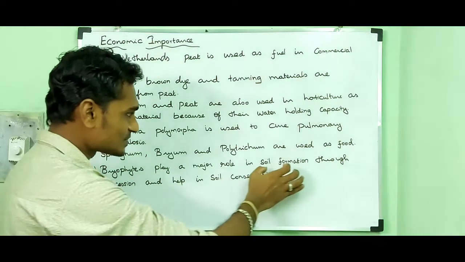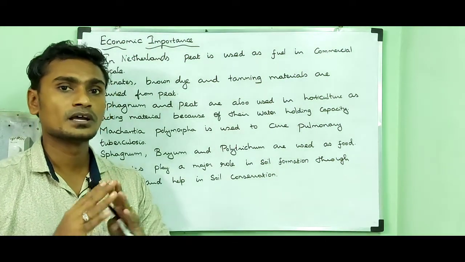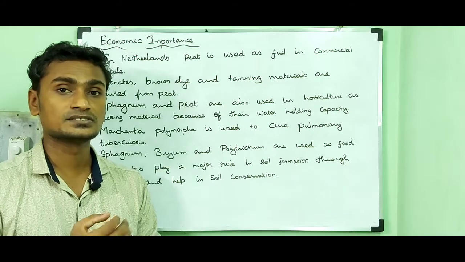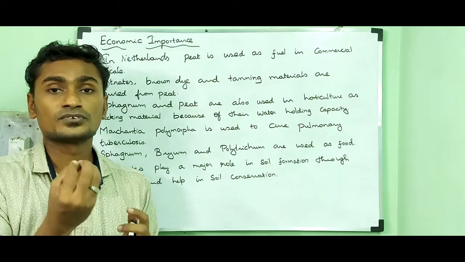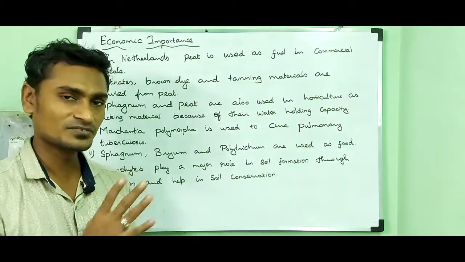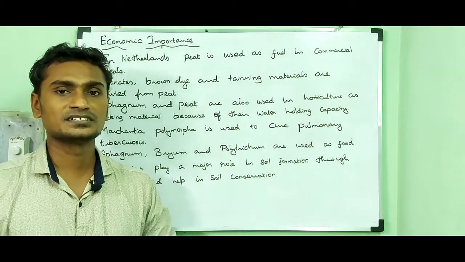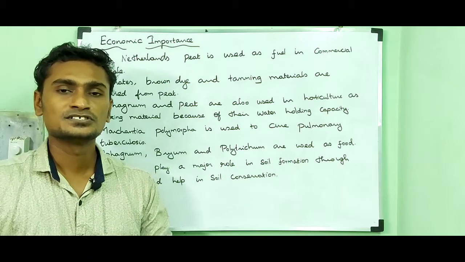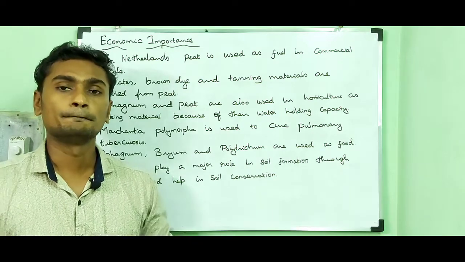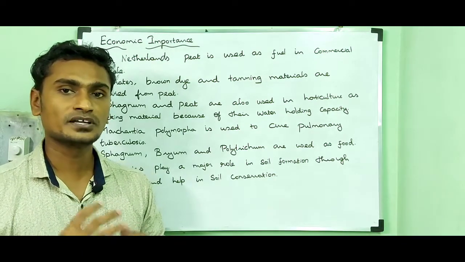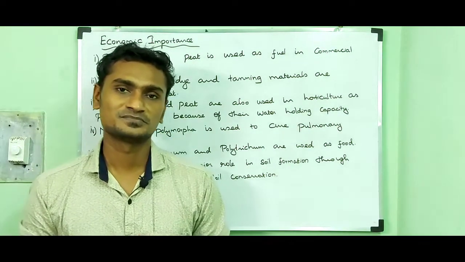Bryophytes play a major role in soil formation through succession because bryophytes can live on rock surfaces. They can secrete some chemicals. Due to those chemicals, weathering of rock takes place, resulting in the formation of soil, and it helps in soil conservation because they spread like a mat over the soil. The bryophytes spread over the soil like a mat, so they can prevent soil erosion. So it helps in soil conservation.